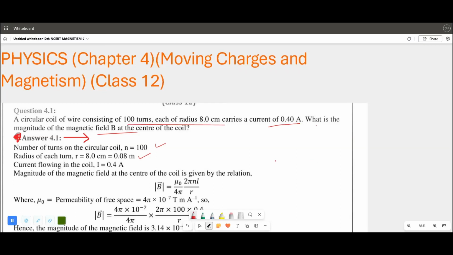Hi, so this is Physics Chapter 4, Moving Charges and Magnetism, Class 12, and we have 13 questions in this exercise in the book, and I've covered all of that here. I'll explain the solutions I have put here.